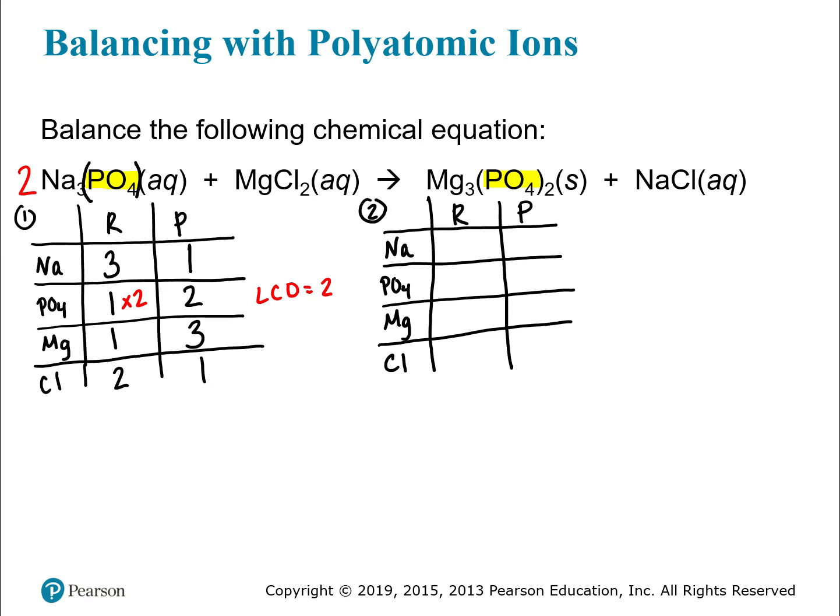So we put a 2 in front of that sodium phosphate compound. That means that instead of just 3 sodium atoms, we've got 2 times 3 because we've got 2 of these now. So there's 6 sodiums. We have 2 phosphates. And we didn't do anything to the magnesium chloride, so those numbers just stay the same. We also didn't do anything to the product side, so those numbers are still the same.